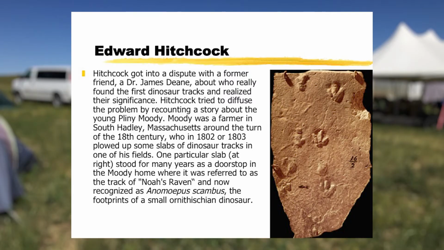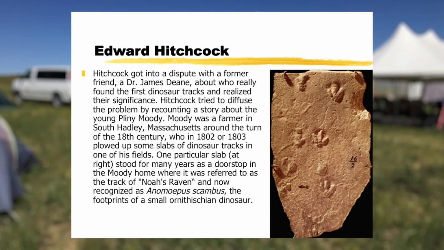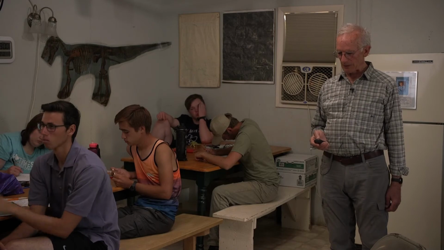Hitchcock got into a dispute with a friend of his, James Deane. By the way, getting into disputes with friends is not a good idea, because look what it says here: former friend. Their friendship dissolved because they disputed over the significance of the tracks. Some of them thought they were bird tracks, some of them thought they were something else, and so they got into a dispute and ended up parting ways for the rest of their lives. Same thing with Cope and Marsh, that we'll get to in a minute.